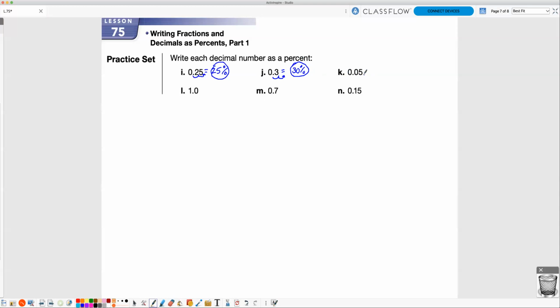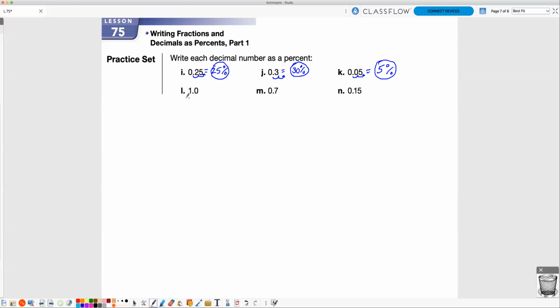Letter K, 5 hundredths. Again, if you know how to name that decimal, you already know the answer is going to be 5%. But you could, again, just move the decimal 2 places to the right. And if you move this decimal 2 places over here, it becomes in this position for the whole number of 5. But with the percentage on there, it's like having it as an equivalent to that 5 hundredths. 5% is the same value as 5 hundredths.